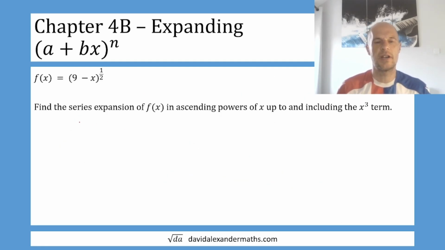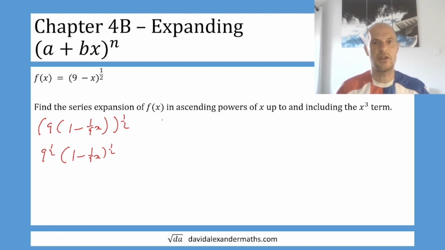Okay, let's look at one example which has got some slightly trickier questions to follow in the next part. So first of all, we know that this is 9 lots of 1 minus 1/9 x all to the power of 1/2, which is 9 to the power of a half multiplied by 1 minus 1/9 x to the half, and 9 to the power of a half is of course 3. So what we are doing is 3 lots of 1 minus 1/9 of x to the power of 1/2.